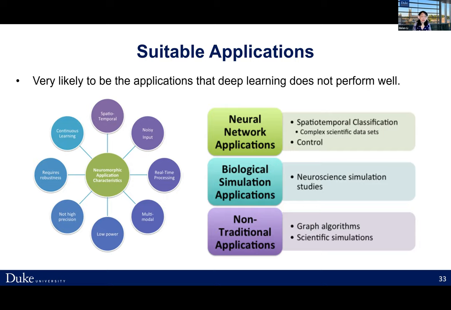Also biological simulation applications, which are a very important thread in neuroscience when researchers try to understand the biological structure of the brain. Right now they are also using large clusters of GPUs for the simulation. Neuromorphic computing can provide a natural hardware mimic for biological simulations, and therefore there could be benefits from this naturally.